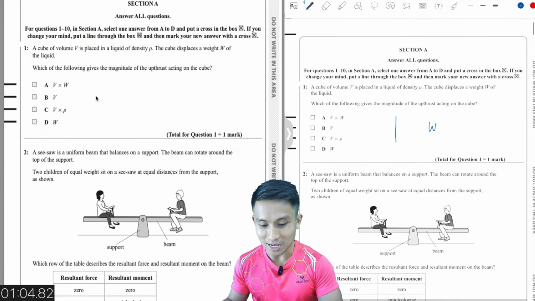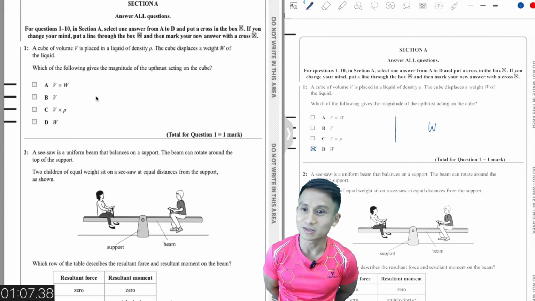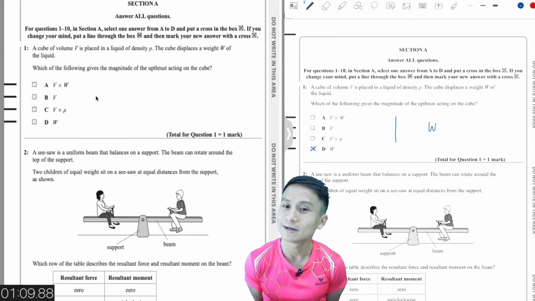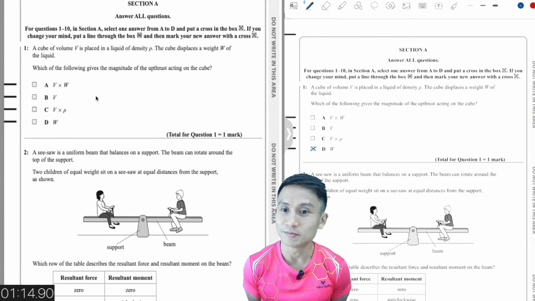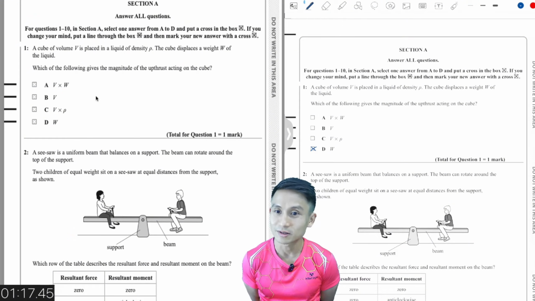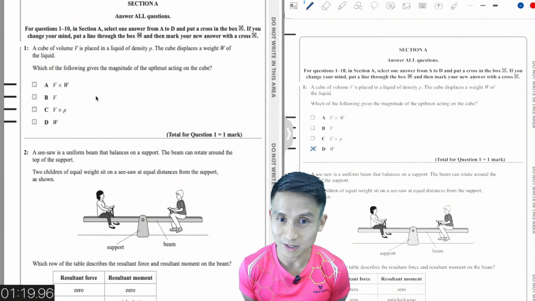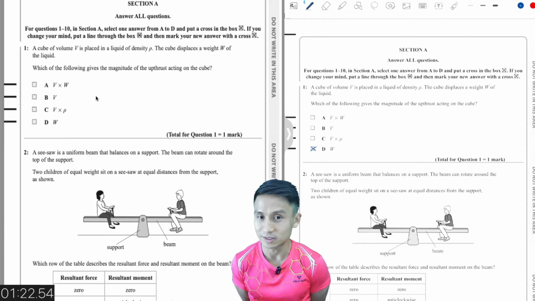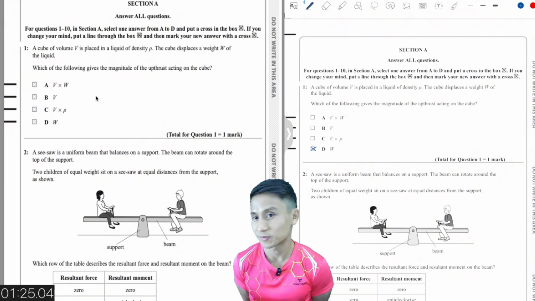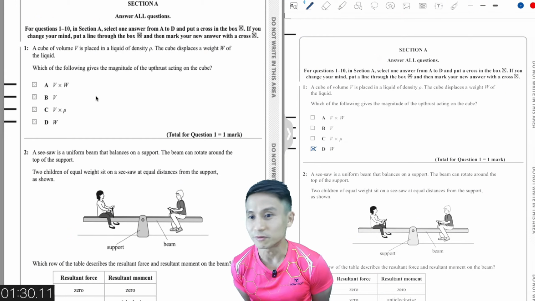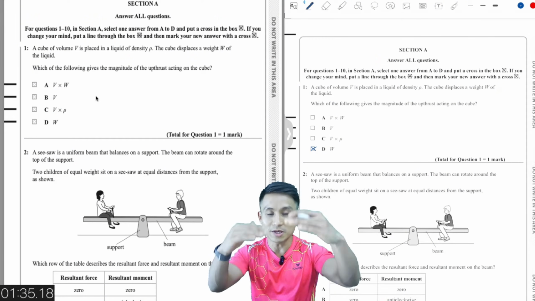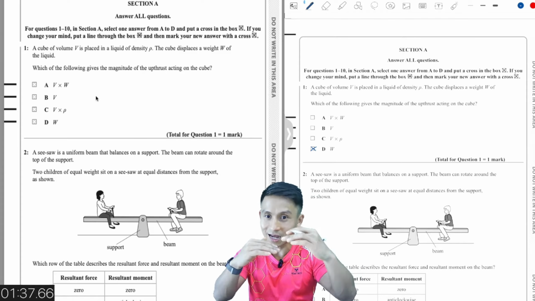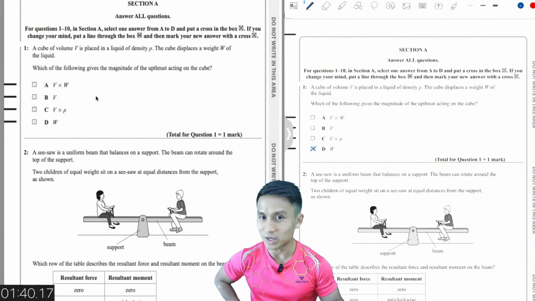So I'm just going to go with D actually. If you understand the concept there's no need to do math, right? Is that right? The cube displaces a weight W of the liquid. Just checking. Yeah, because if we use V times rho here, it wouldn't be right, because V is the whole volume of the cube. Maybe it doesn't sink entirely, right? So we have to do W here.